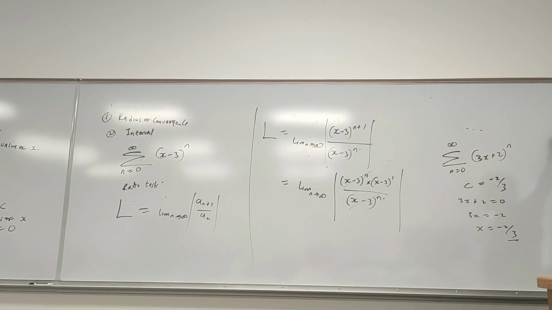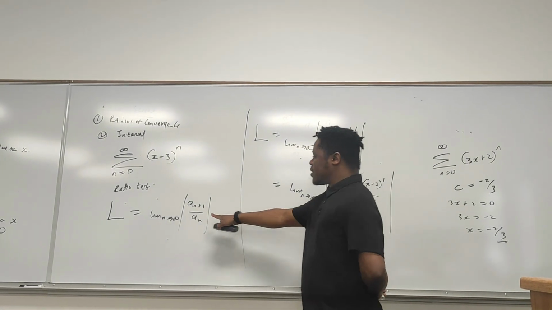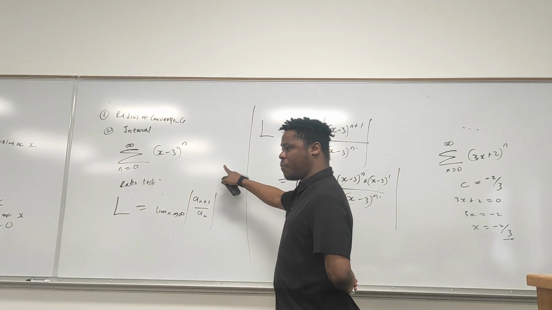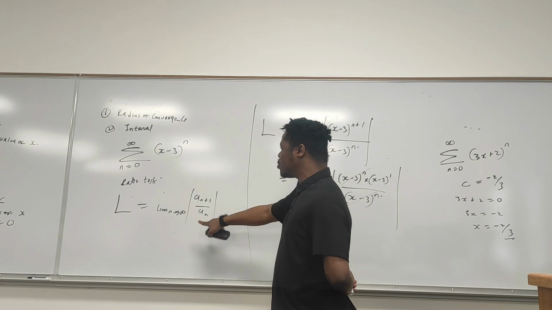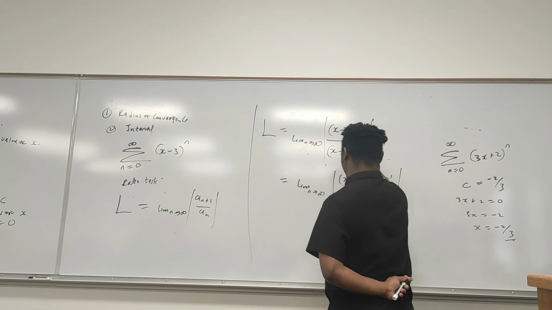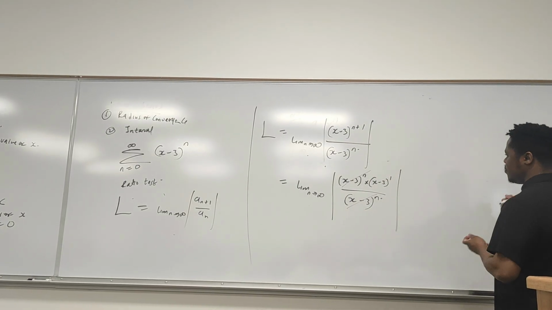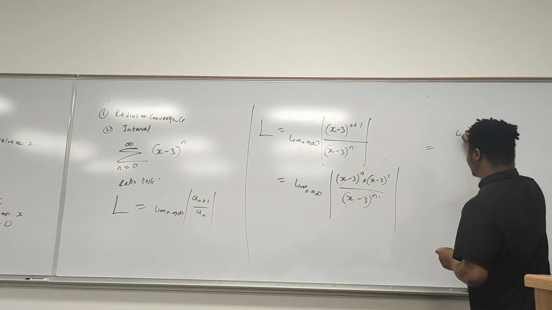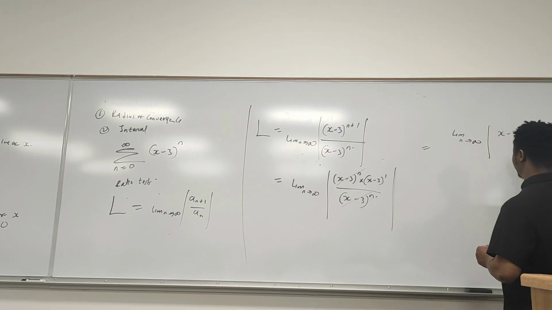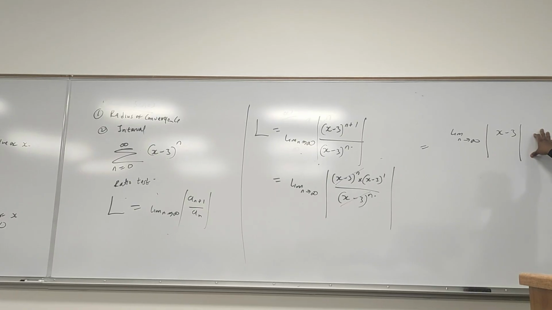Okay, question. What I did is I used the ratio test. The ratio test says replace n with n plus 1 at the top first, then divide by replacing n with n. There is only one n here. We replaced it with n plus 1, and then with n, and then we divide. In the end, we're left with the limit as n goes to infinity of the absolute value of x minus 3. So there is no n here at all.